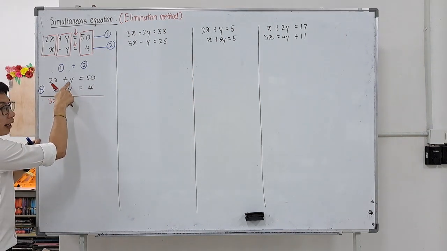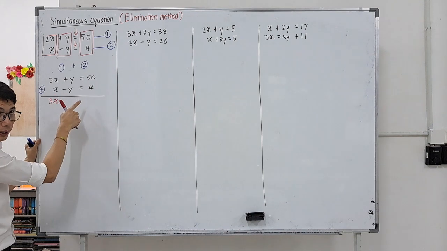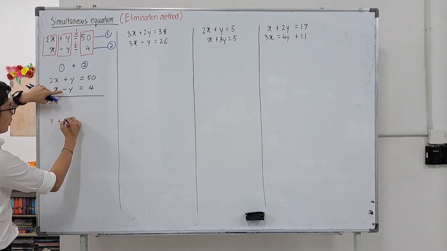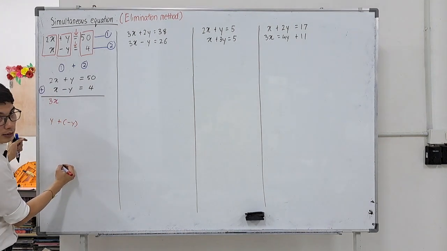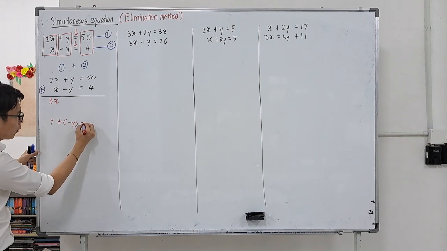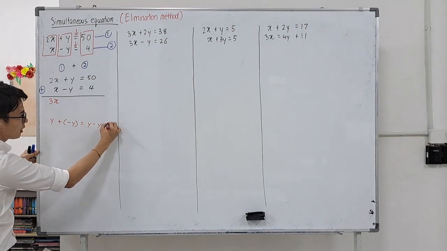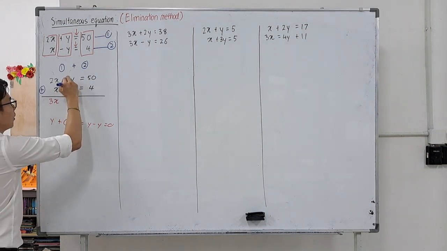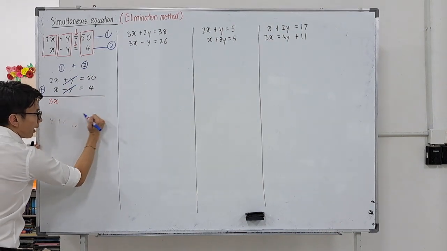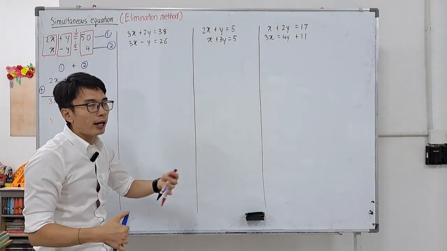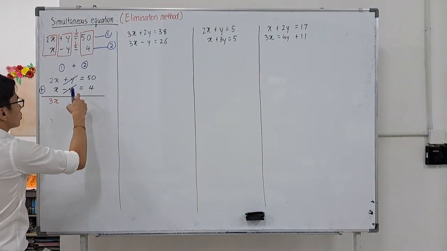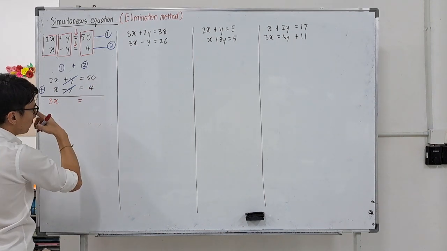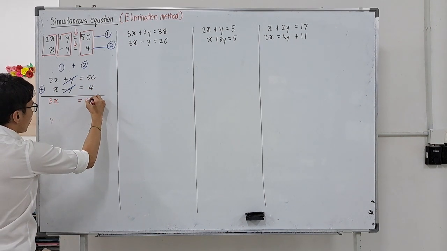Now what happened over here? This is basically y plus negative y. So in other words, I can write this as y plus negative y. You have to be careful with this. Over here, it's basically y minus y, which is 0. Which means I have cancelled out this term. I have eliminated my y. That is why the name is called elimination method. I have eliminated one of the unknowns. Equal and equal, that's going to be equal. Nothing is changed there. 50 plus 4, that's going to be 54.